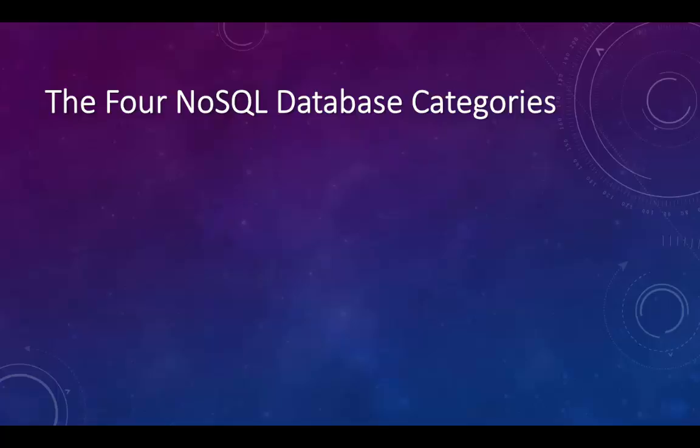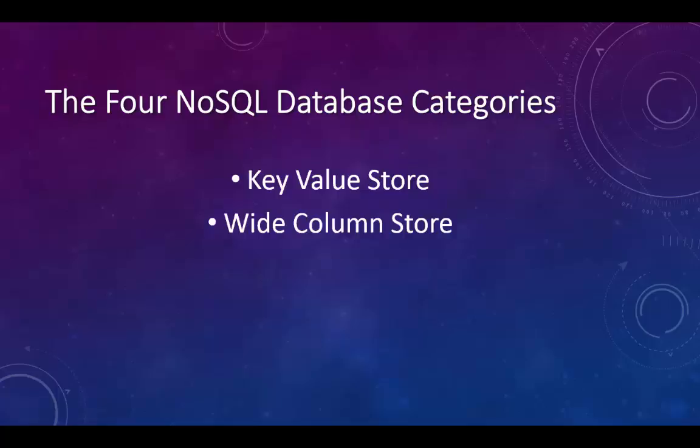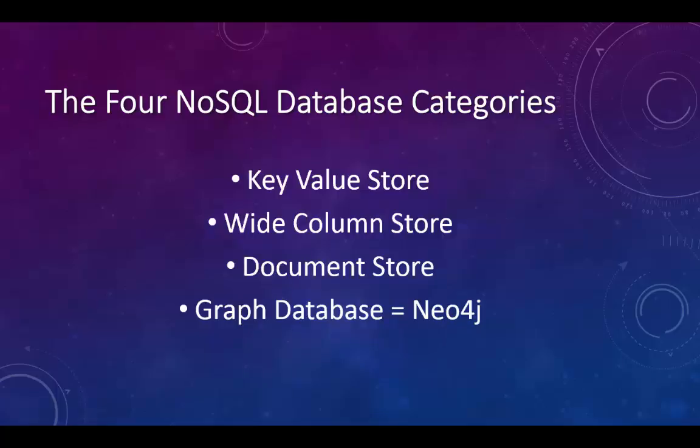There are 4 NoSQL categories: key value store, wide column store, document store, and graph databases. Neo4j is a graph database.